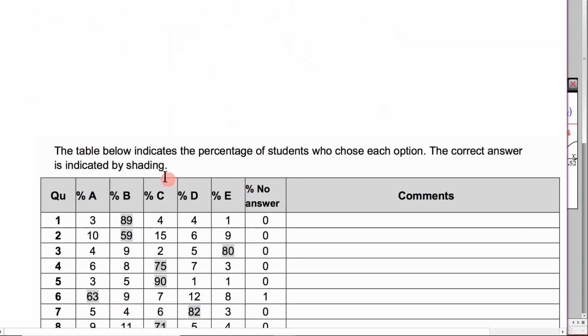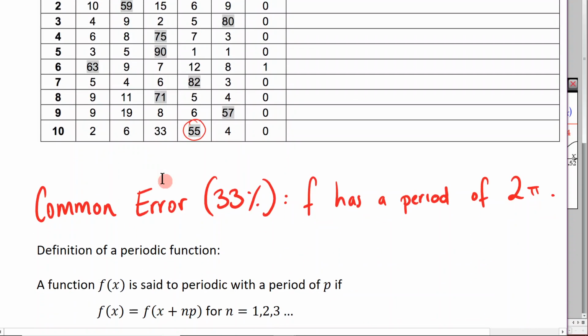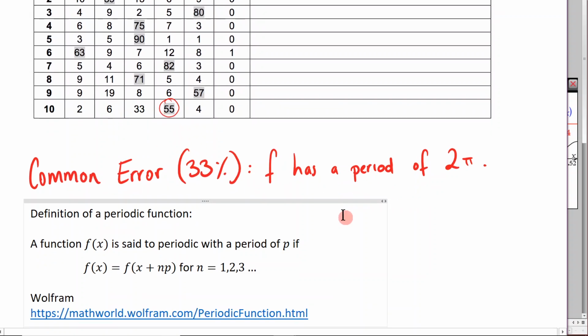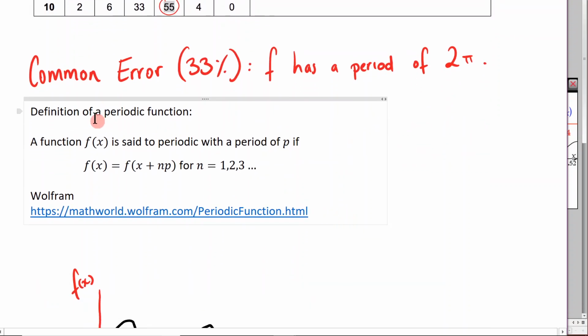So why isn't it periodic? What is a periodic function? Now we're just going to have a bit of a discussion here. A common error, which 33% of people made, is that f has a period of 2 pi. Okay, let's talk about the definition of a periodic function. This is from Wolfram. Here is the link if you want to double check it.